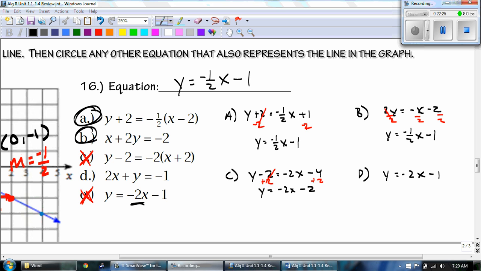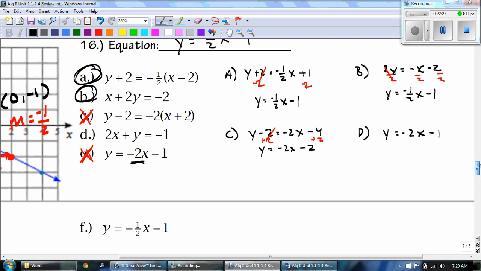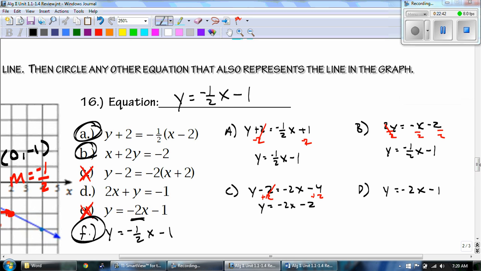Okay, and then going through this, oh, guys, I didn't realize that F got cut off. There's F right here. And F was also y equals -1/2 x minus 1. And guess what? So we had 3 answers of A, B, and F after you solved it. There's all of my work.